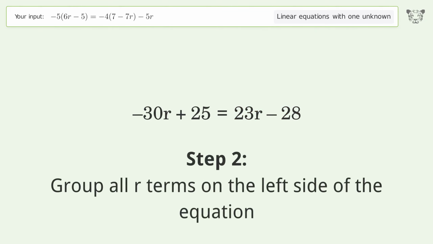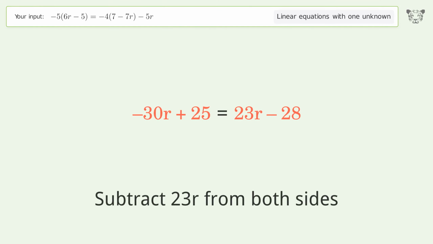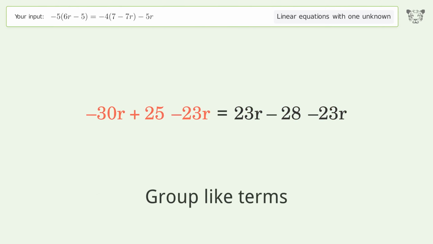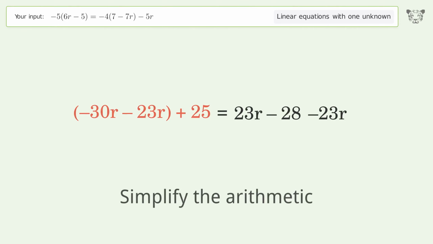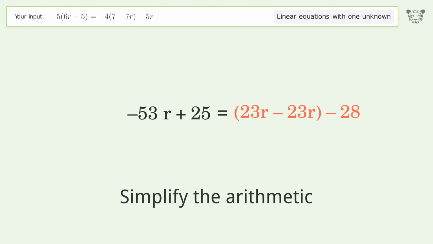Group all r terms on the left side of the equation. Subtract 23r from both sides. Group like terms. Simplify the arithmetic. Group like terms. Simplify the arithmetic.